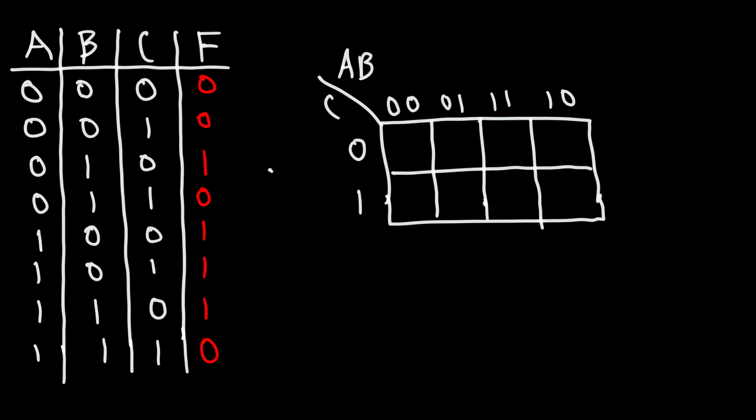Now the values that we're going to put inside the squares are the function values that we see here. So for this first square, A, B is 0 and C is 0, which corresponds to a function value of 0. Now for the next one, A, B is still 0, which means we're dealing with this column, and C is 1, so we're dealing with this particular square. The function value for that is still 0.